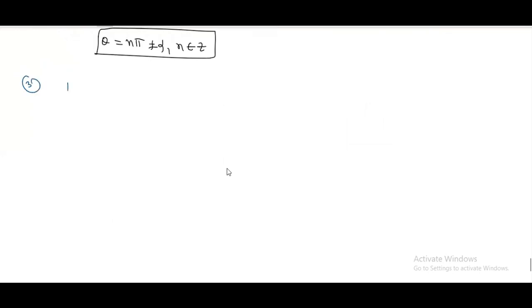The third one is tan square theta is equal to tan square alpha. Tan square theta is equal to tan square alpha. So when you get this one, how can we change this? So let's see, applying componendo and dividendo.